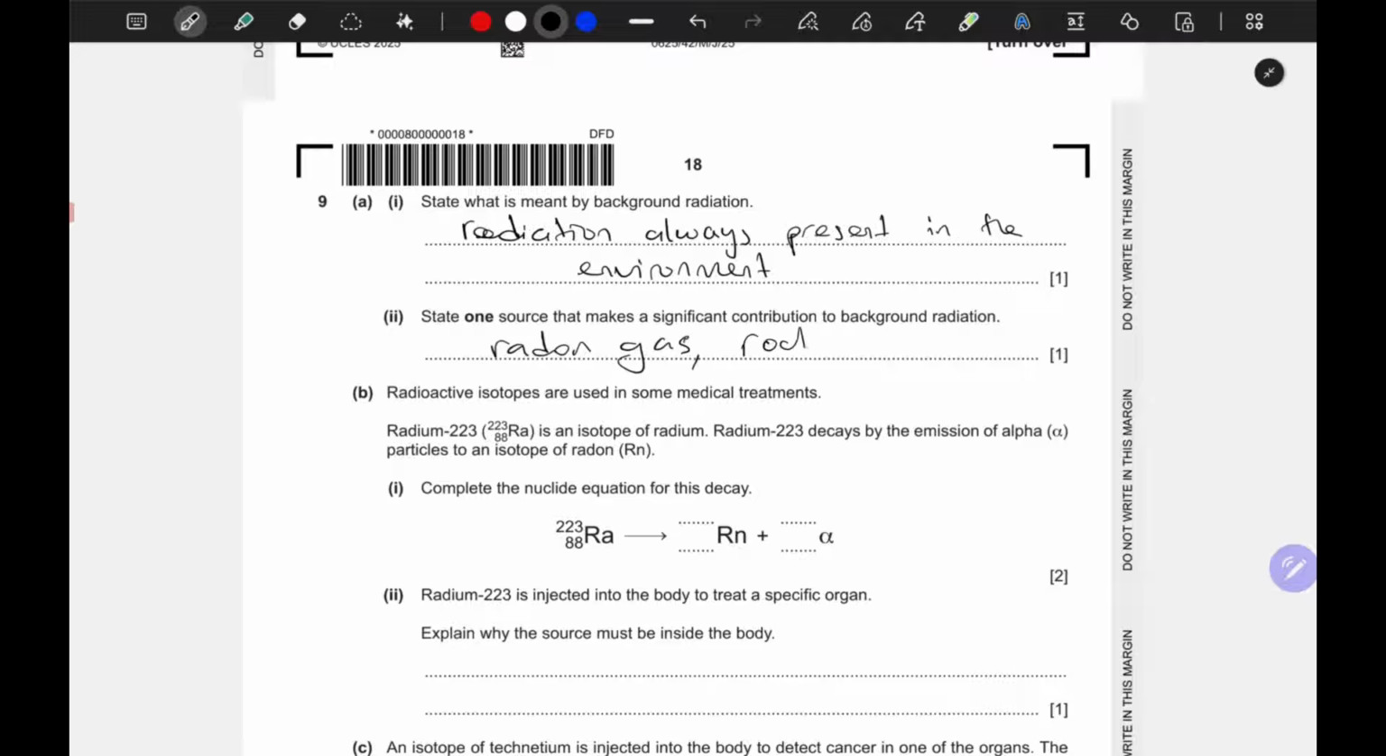Another one, rocks. There are multiple ones. We can write cosmic rays.